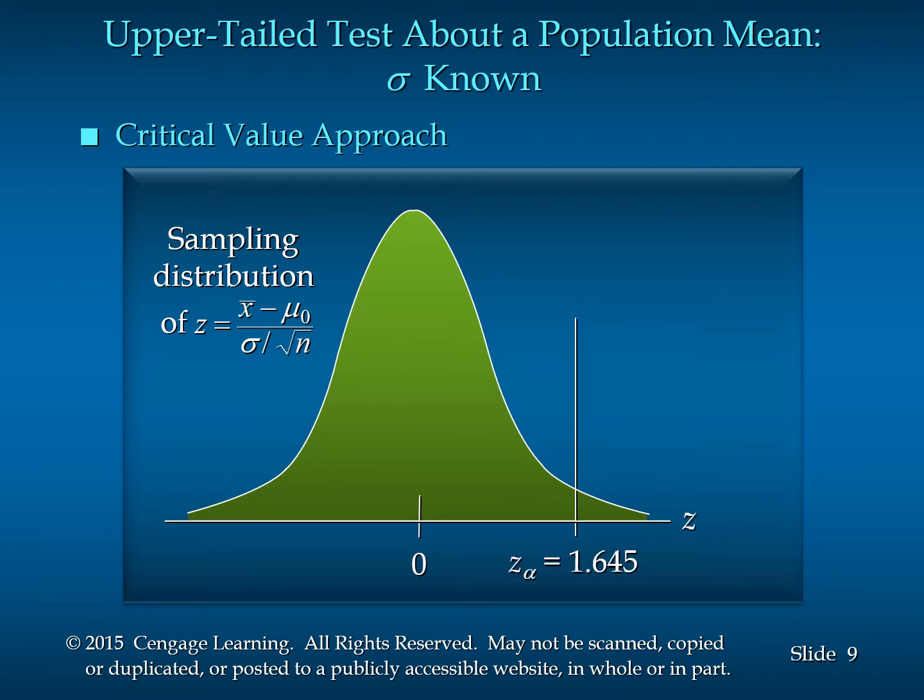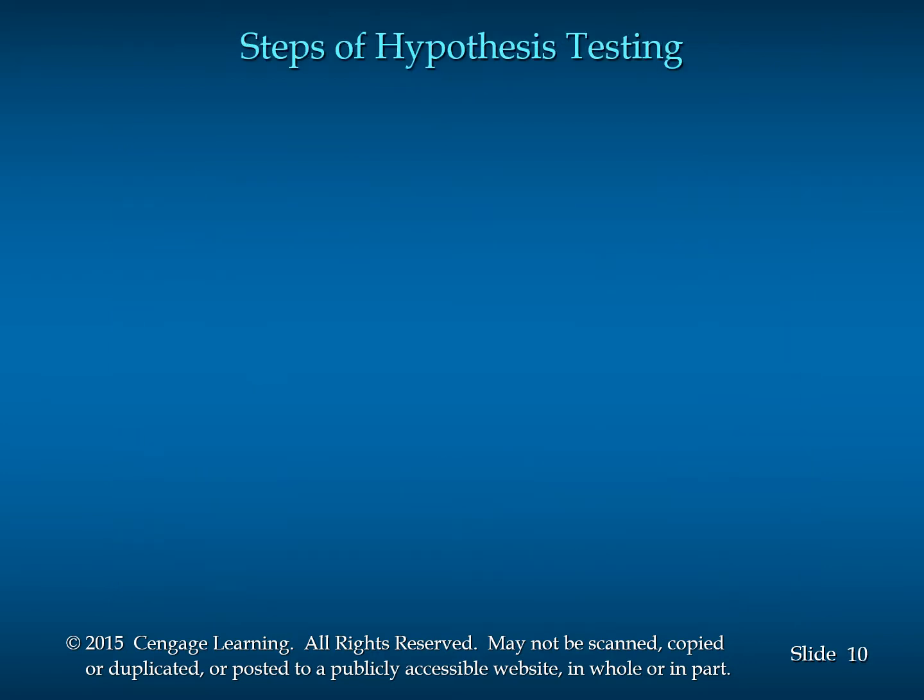Similarly, for an upper-tailed one-tailed test, we calculate a z alpha, or our critical z, to be 1.645. If we end up with a z test value which is greater than that, in other words, further into the tail of the distribution, then we will reject the null hypothesis.